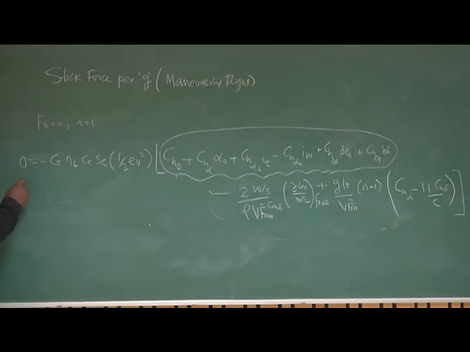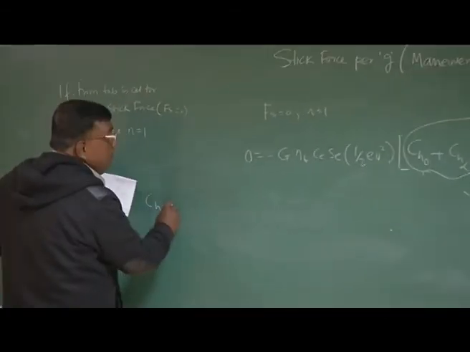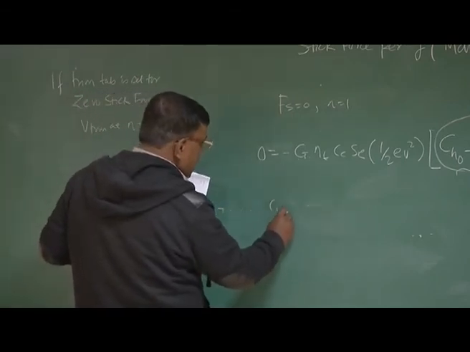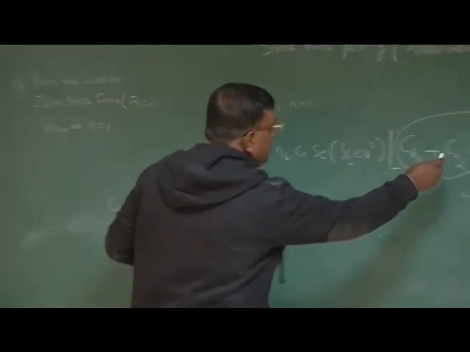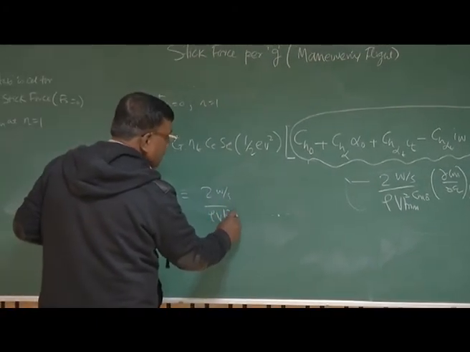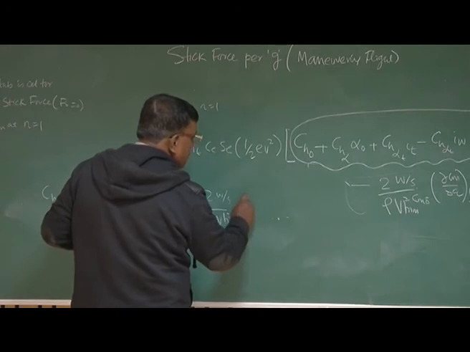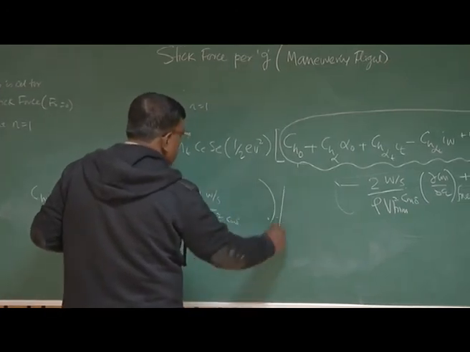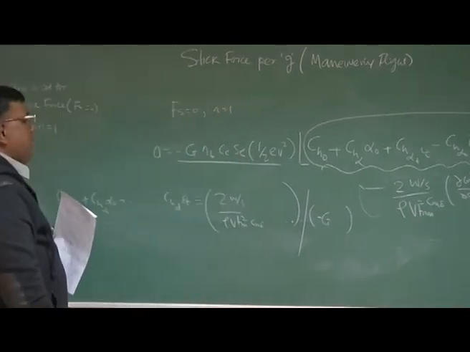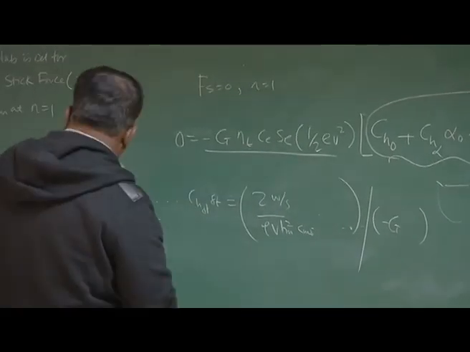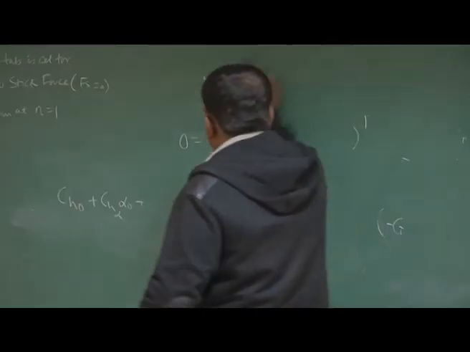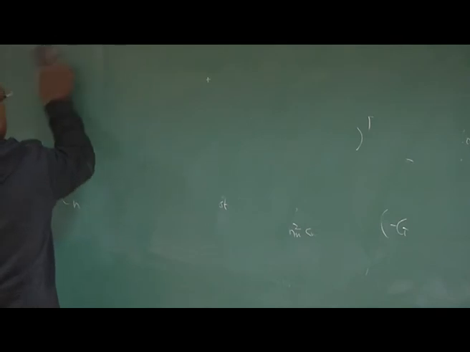Please see, if this is equal to 0, then I can write Ch naught plus Ch alpha alpha naught plus and so on, plus Ch delta t into delta t. This whole term will be equal to 2 W by S rho V trim square Cm delta, right? This whole divided by this term. Clear? So by doing this manipulation, let us see finally what we get. There are too many expressions. Let us see what we get and what sort of physics we are going to attribute to that.